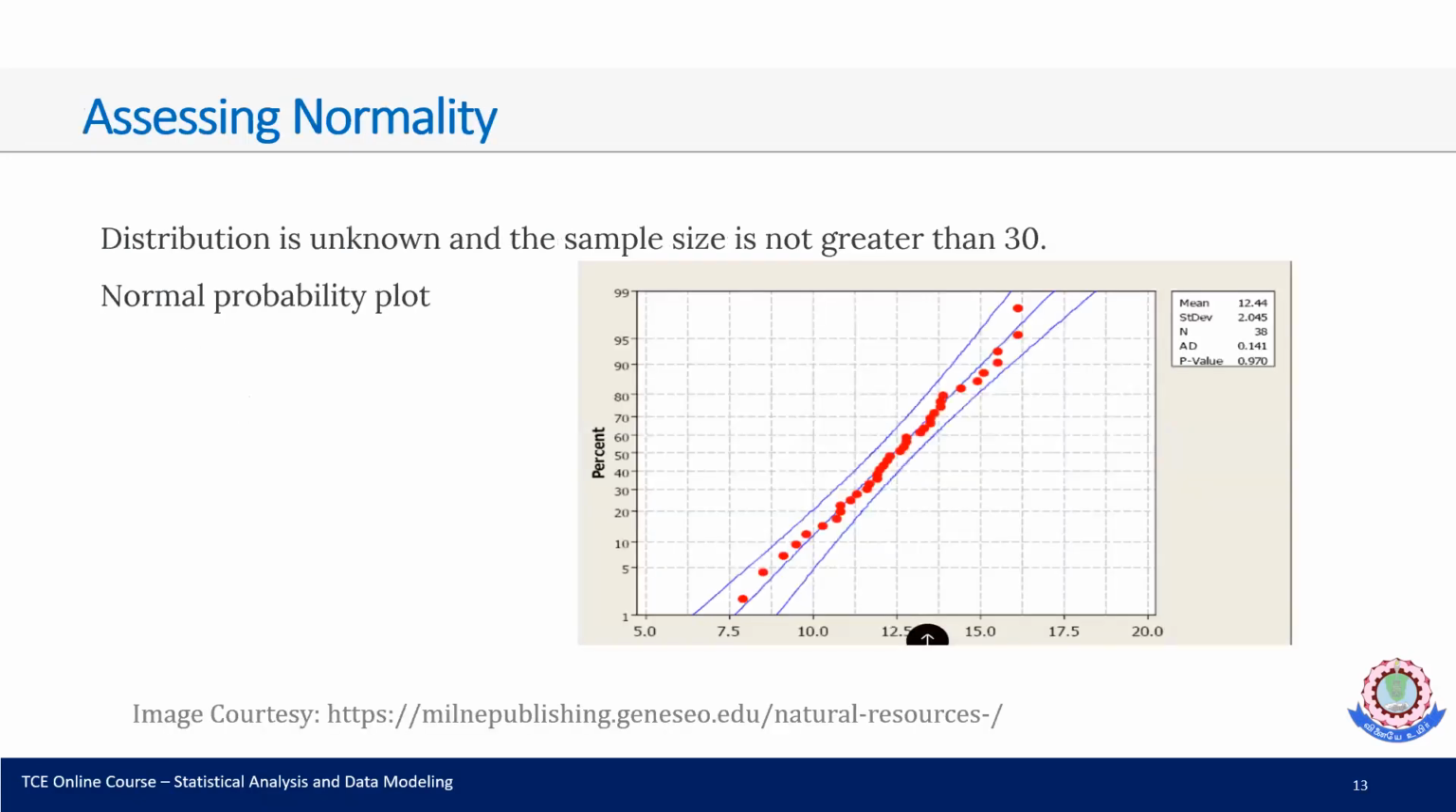Then the next topic is assessing normality. Whenever your distribution is unknown and your sample size is not greater than 30, you can assess it. If the distribution is unknown and your sample size is not greater than 30, you cannot rely on the central limit theorem, and you can assess your assumption of normality. You can use software like Minitab to plot your normal probability plot. So this is an example of a normal probability plot. Our primary method is the normal probability plot.